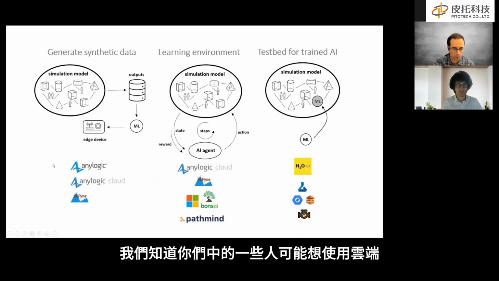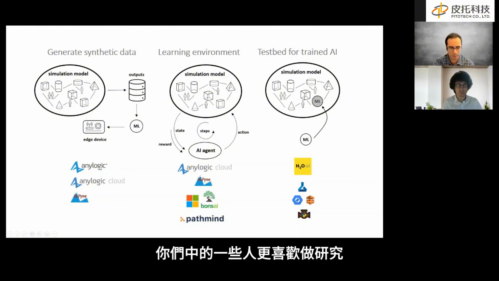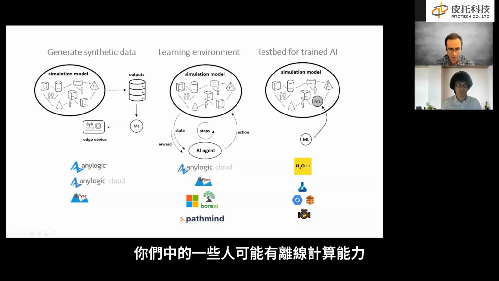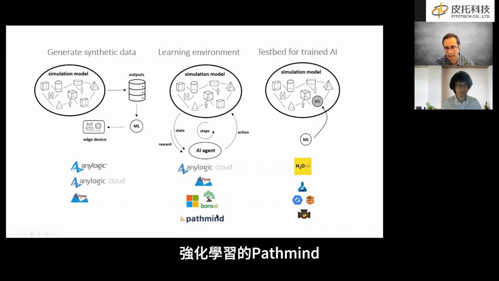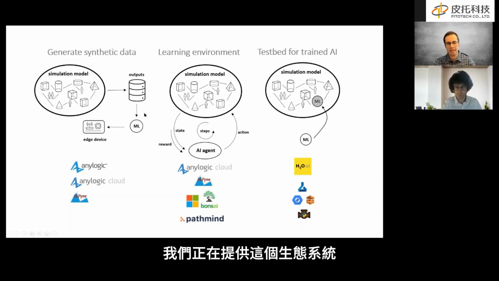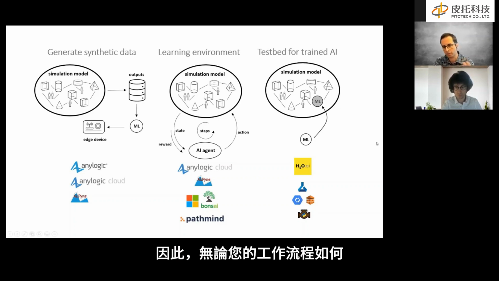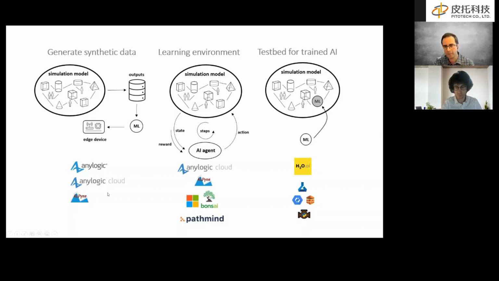We know that some of you may want to use a cloud runtime environment. Some of you prefer to do things for research, maybe offline. Some of you might have offline computational power that is good enough. Some of you prefer automated platforms like Bonsai, Pathmind for reinforcement learning, or H2O for training your ML models. And we understand that you might want to work either in Python or Java, based on what your language of choice is. And we are providing this ecosystem. So regardless of how your workflow looks, you will find something that satisfies your requirements.